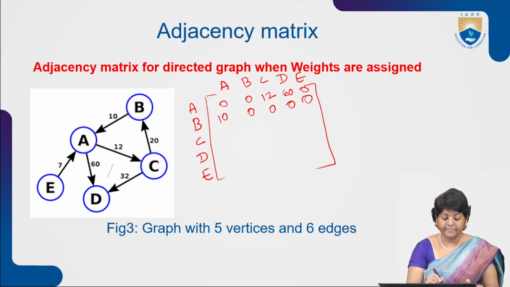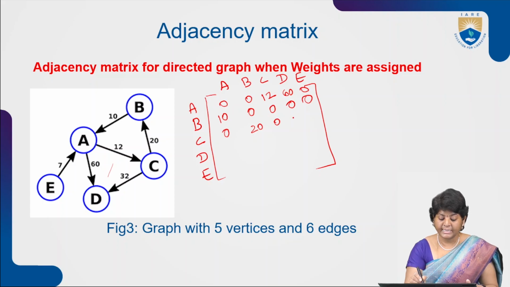Next, vertex C. From C, we have connection to B and D, but there is no connection to A. So C to A is 0, C to B is a connection, so 20 with weight, and C to D 32, and C to E, there is no connection. Now vertex D. From D, there is no outgoing, so we will mark it as 0.